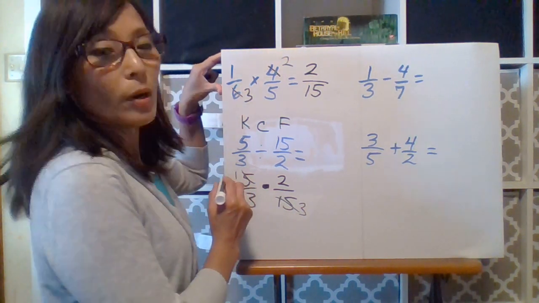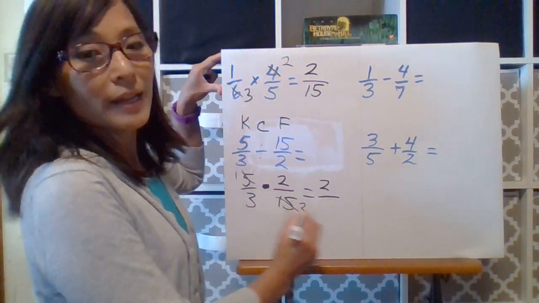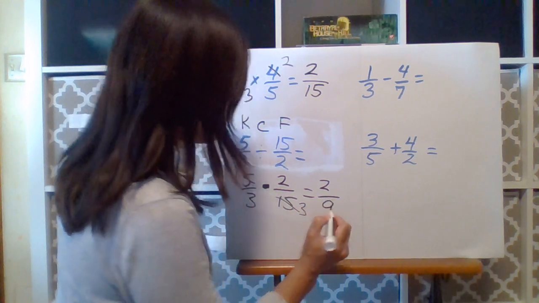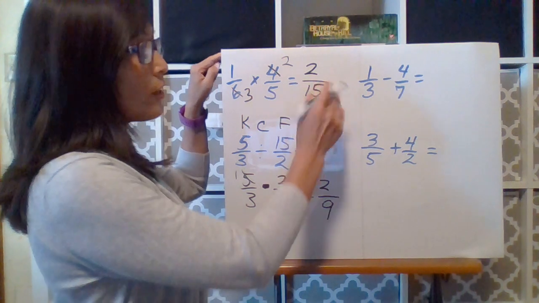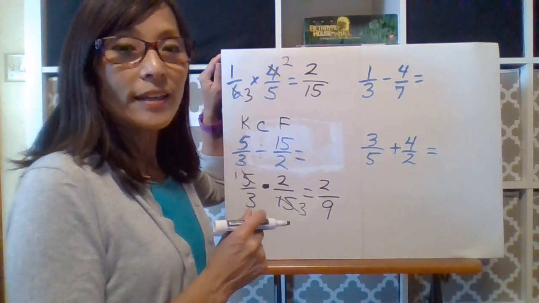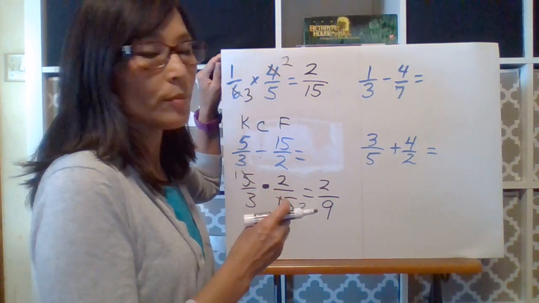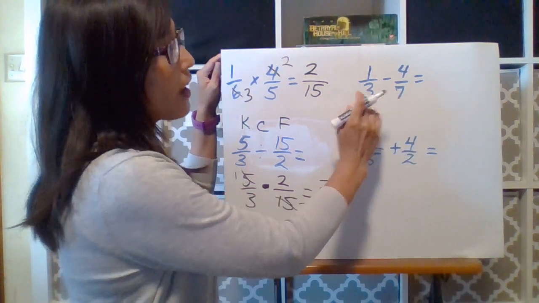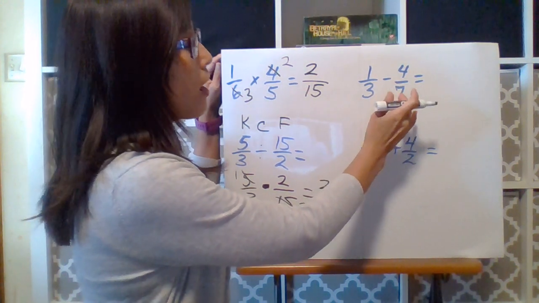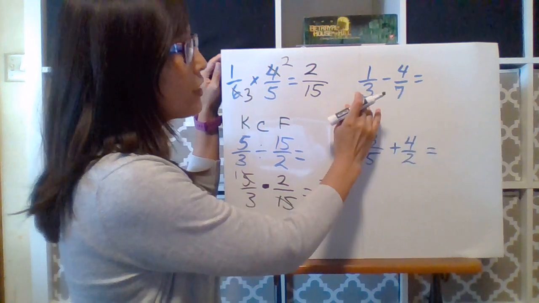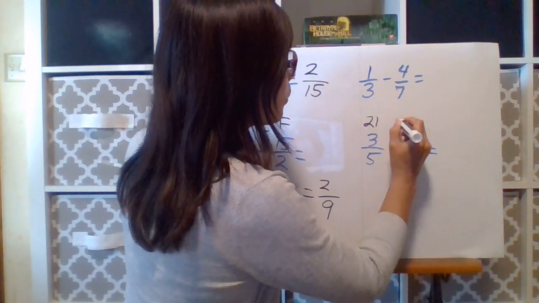Now I have multiply numerators. 1 times 2 is equal to 2, and multiply denominators. 3 times 3 is equal to 9. 2/9 is the answer to the division problem. Now that we are subtracting and adding fractions, in order for us to do that, we have to have common denominators. In this case, I can keep on doubling my 7 and pretty much I would need to multiply the 7 3 times in order to get my common denominator. So I'm going to choose 21.